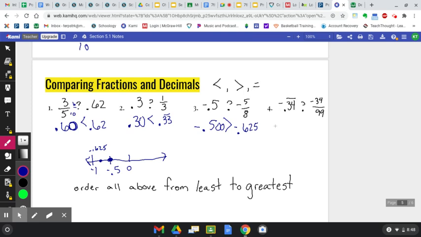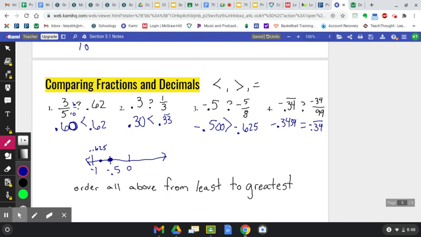Here we have negative 0.34 with a bar over top, which means that that's going to repeat. If I type in negative 34 divided by 99, I get that same negative 0.34 repeating. These two values are equal. Okay, these two values are equal.